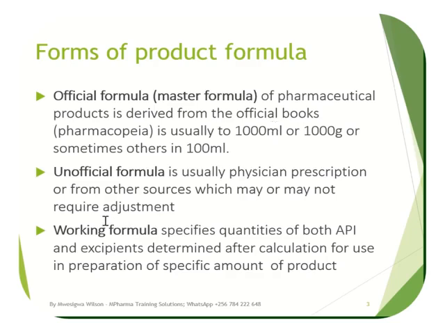However, after the calculation, what we get and what we are going to use to prepare our pharmaceutical products in the lab, what we are going to measure and weigh, is what we call the working formula, which specifies the quantities of the API and excipients determined after calculations for use in the preparation of a certain amount of a pharmaceutical product. So your answers are always summarized in the working formula, as we're going to see how we come up with the working formula.